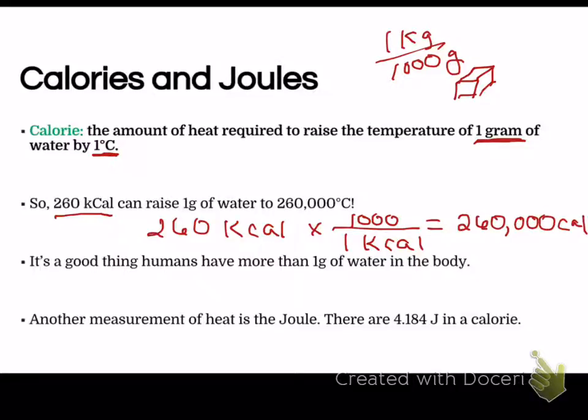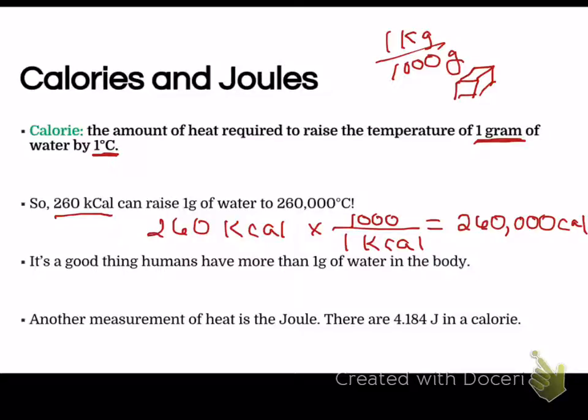calories. Okay, so that means that if I had 1 gram of water, I could raise the temperature from, say, 0 Celsius to 260,000 degrees Celsius. So that's very, very hot. So it's a good thing that we are made of much more than 1 gram of water. Otherwise, a very small amount of food would cause our temperatures to go up really, really high.